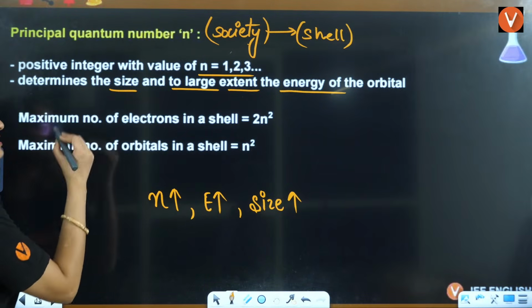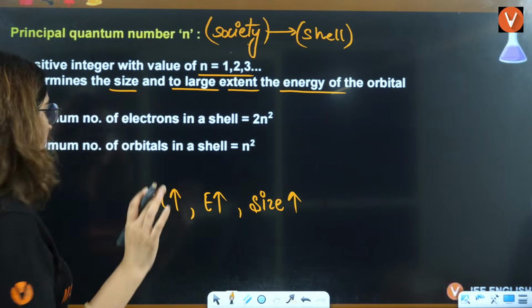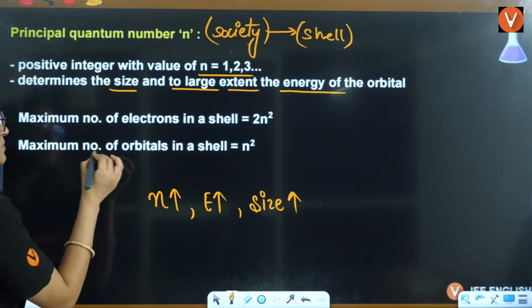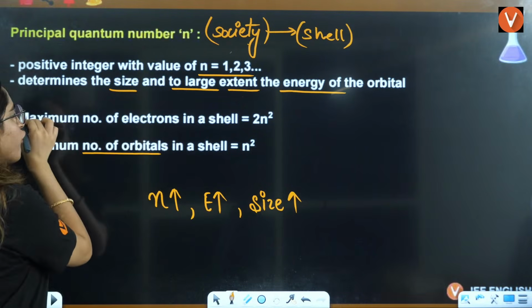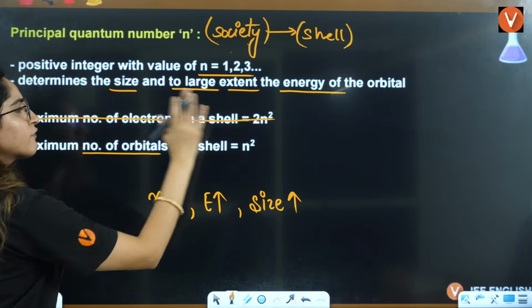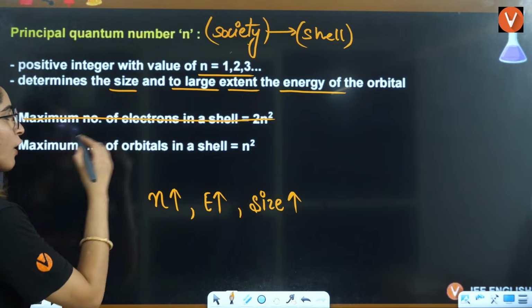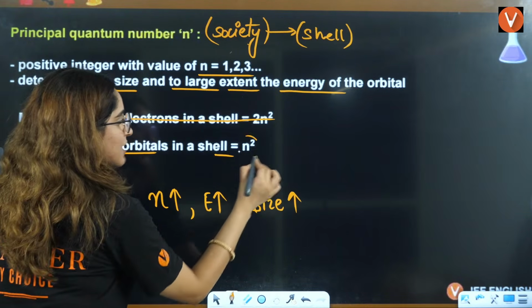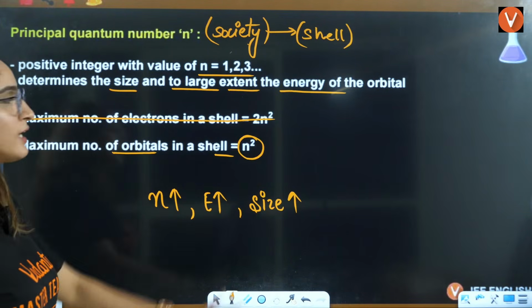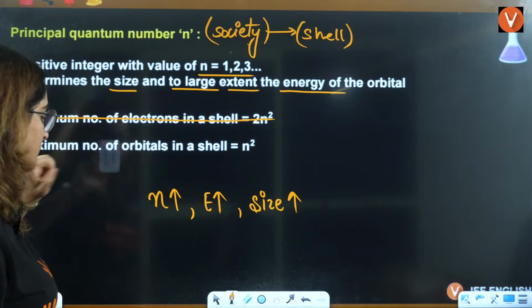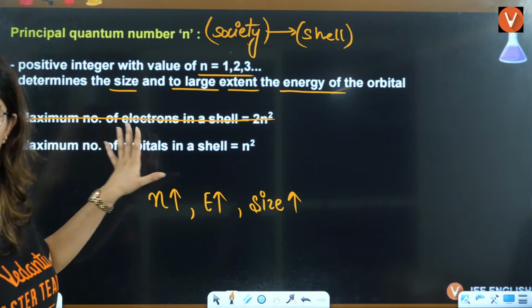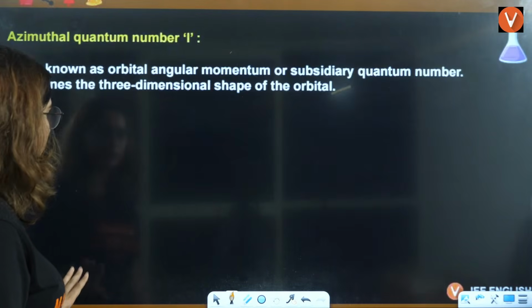This is the formula. Maximum number of orbitals, don't look for the maximum number of electrons. That will come later. For now, just remember the number of orbitals in a shell is n square. We can come back to this one later.